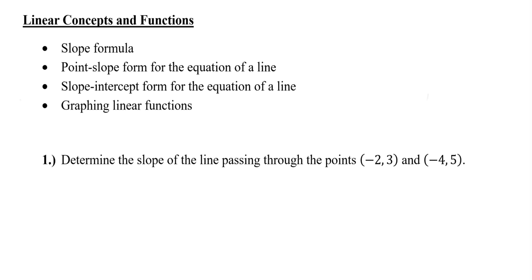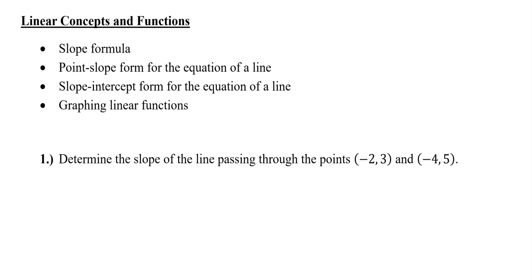Let's take a look at the next concepts here. These are what I like to call linear concepts and linear functions. A couple formulas: we have the slope formula, the point slope form for the equation of a line, slope intercept form for the equation of a line, and then graphing linear functions. So I'll just write them all right here. The slope between 2 points, we know slope measures steepness, like how steep the line would be connecting 2 points. It's the difference in the y coordinates divided by the difference in the x coordinates. And we usually denote slope with an m. So y2 minus y1 over x2 minus x1.